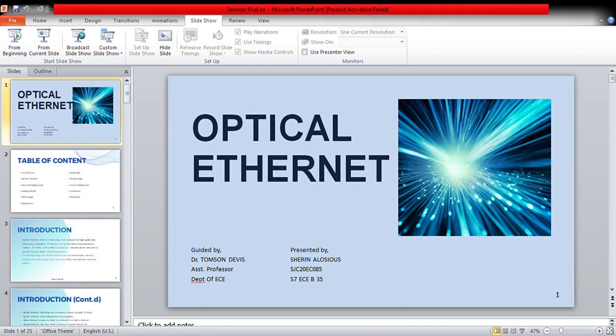And next, what are the advantages of optical Ethernet? First, higher bandwidth. Optical Ethernet supports data rates up to 400 gigabits and beyond, significantly higher than the 100 megabits or 10 gigabits typically supported by copper-based Ethernet. This makes optical Ethernet a good choice for applications that require high-speed data transmission, such as cloud computing, high-performance computing, and video streaming. In long distance transmission, signals can travel much farther than copper-based Ethernet signals without degradation.